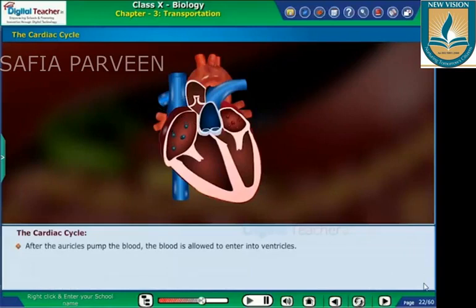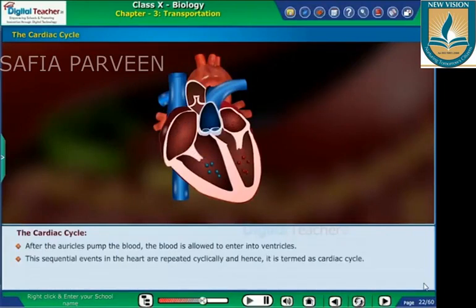Now one round of the cardiac cycle is completed. Again the auricles relax, they receive the blood, they pump the blood into the ventricles, and the sequential events continue again. This sequence of events which continues cyclically is called the cardiac cycle. The time taken for one cardiac cycle to complete is approximately 0.8 seconds.